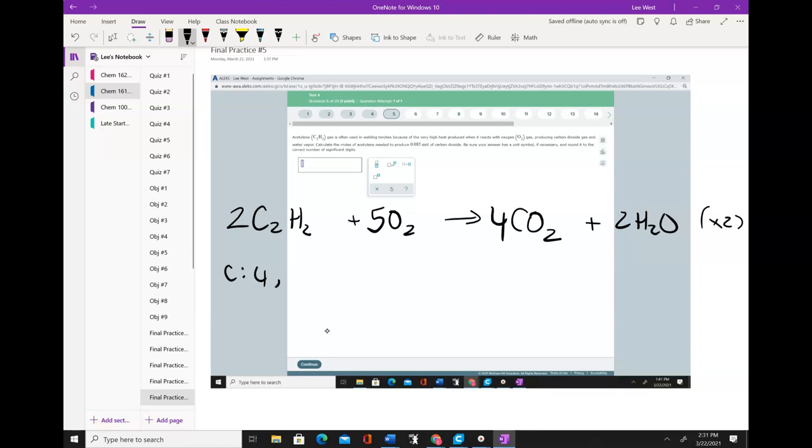Carbons 4 and 4, hydrogens 4 and 4, oxygens 5 times 2, 10. 4 times 2, 8, plus another 2, 10. So everything balances. Now we can get going with whatever the stoichiometry is that we're going to be asked to do. So please, please, please write out a balanced equation in your notes before you get going.